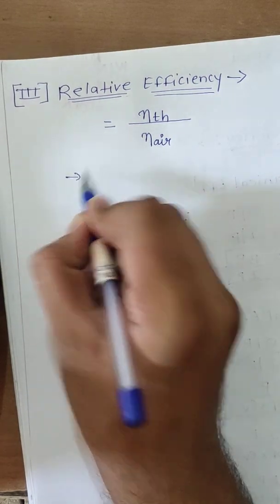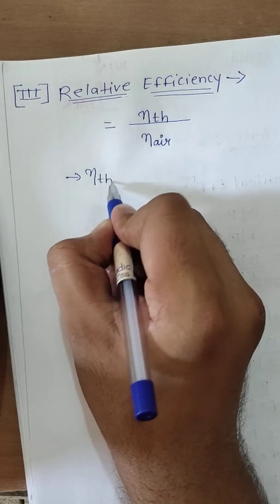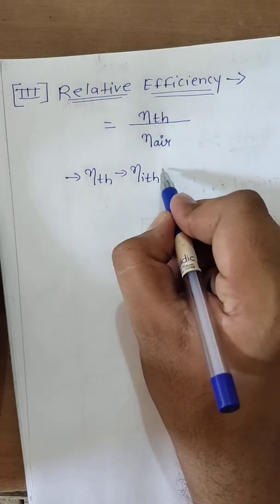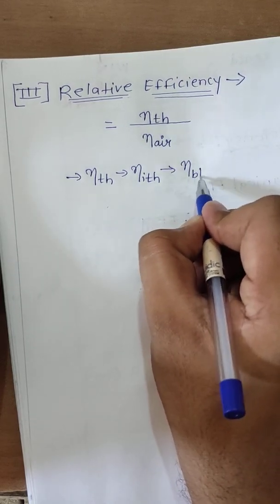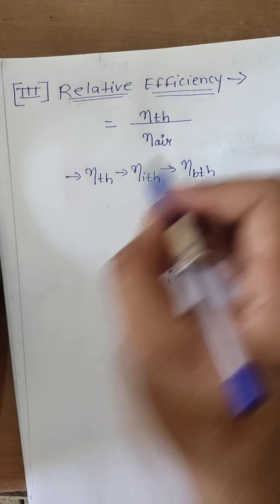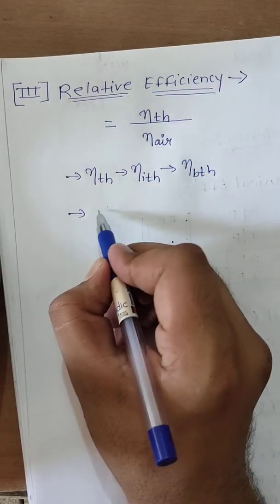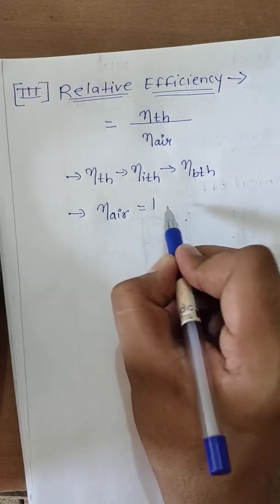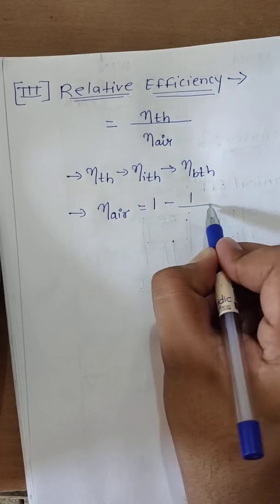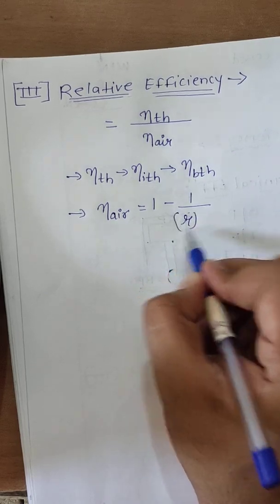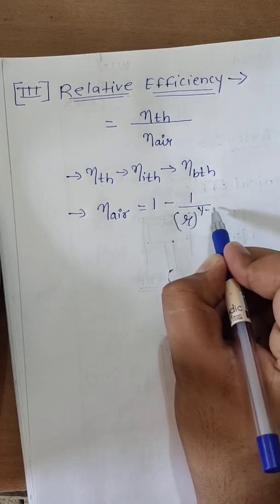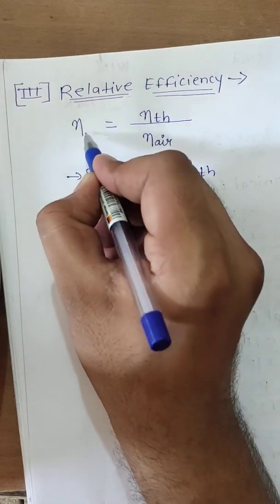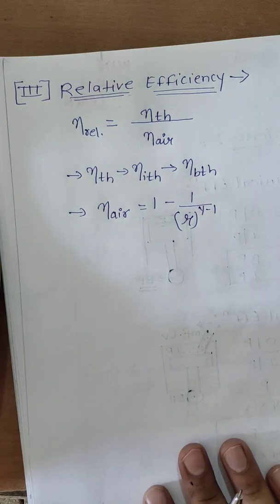So again, your thermal efficiency can be written as indicated thermal efficiency, and how else can you write it? Brake thermal efficiency, right? So the air standard efficiency formula is 1 minus 1 upon r raised to gamma minus 1, and this is denoted by eta relative.